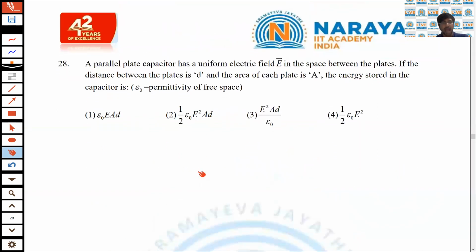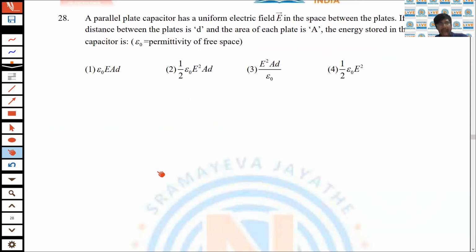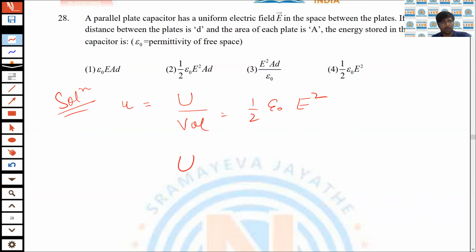Now 28th question. A parallel plate capacitor has a uniform electric field E in the space between the plates. The distance between the plates is d and the area of each plate is A. The energy stored in the capacitor is, now if you have to find the energy stored in the capacitor, you just need to apply the energy density formula, which means energy stored per unit volume is equal to half epsilon naught E squared. So what is the value of U? Half epsilon naught E squared multiplied by the volume of the capacitor, which makes it Ad. So the correct option is the second option.